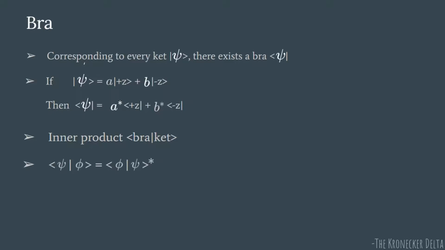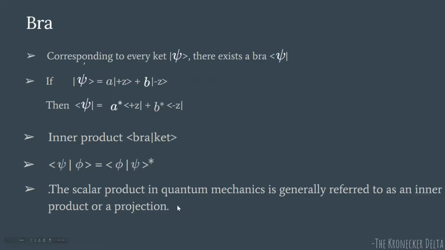One important property to note is that if you change the order of the states in which you take the inner product, the result gets conjugated. So if you write the inner product of psi and phi, and you want to change the order and write phi first and then psi, then you have to take the complex conjugate of the number, because the inner product will give you a complex number. The scalar product in quantum mechanics is generally referred to as the inner product or a projection.